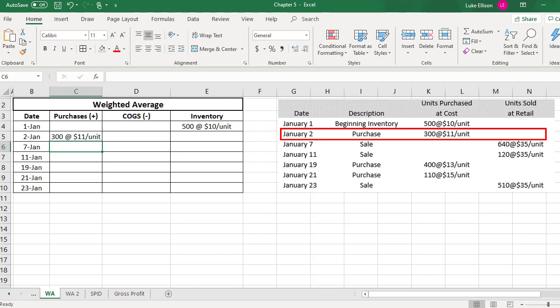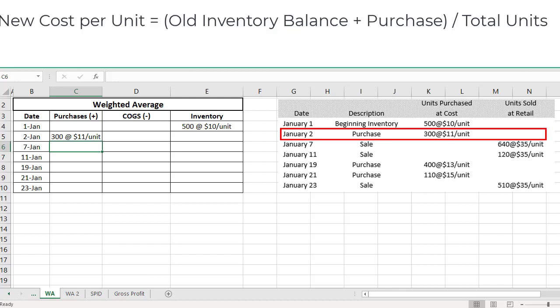In this case, the new cost is going to be somewhere between $10 and $11, and maybe a little closer to $10 since we have 500 units at that cost, whereas we only have 300 units at the $11 cost. The way we find the new cost exactly is by taking the total value of our inventory before the purchase plus the total value of the purchase divided by the total number of units.